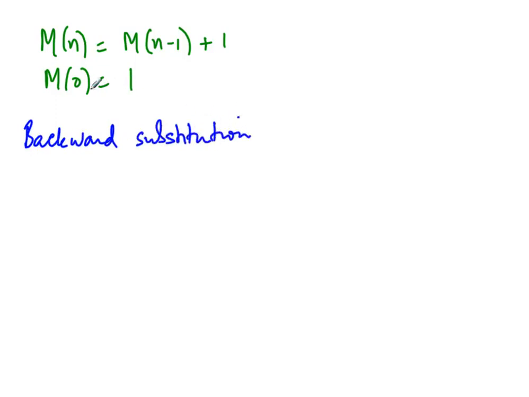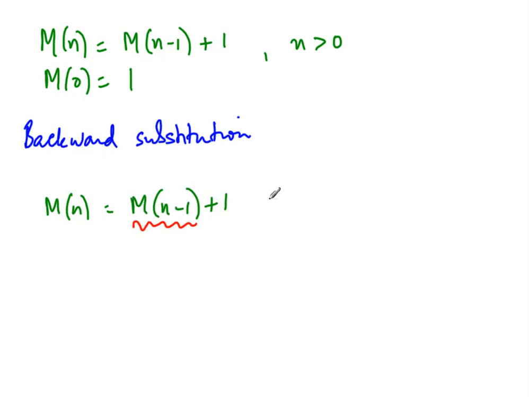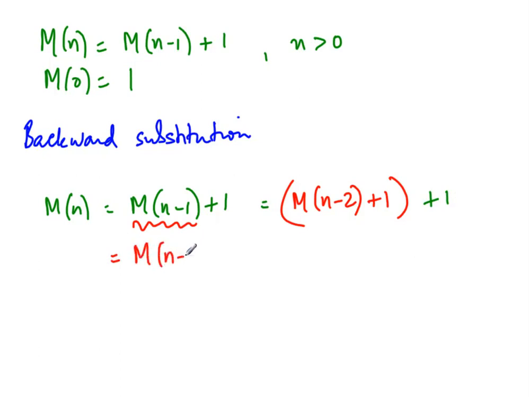So what we do is we keep expanding and we look for a pattern. Remember, this M of n, the first case, is for n greater than 0. So we start with M of n, and we say M of n is M of n minus 1 plus 1. Now, if n minus 1 is not 0, then we can expand this using exactly the same thing. So for n minus 1 this is M of n minus 2 plus 1, the expansion using the same formula, plus 1, which is M of n minus 2 plus 2.